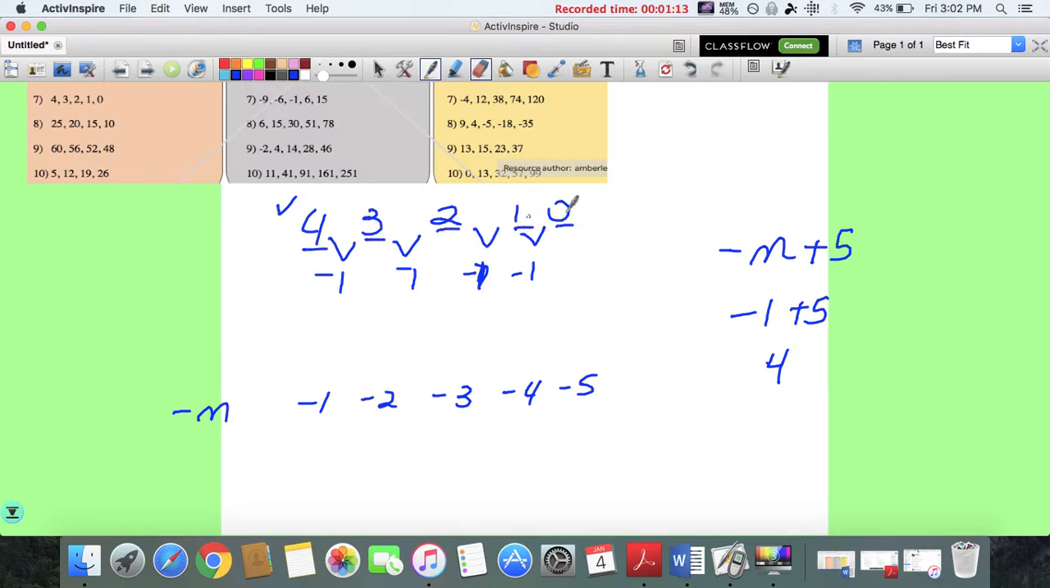Let's make sure when this is the first term, second term, third term, fourth, the fifth term. When n equals 5, it should give me a 0. Let's see if that's true. So here's my sequence. When n equals 5, substitute n with 5, so you get -5 plus 5, and you get 0. Is that the fifth term? Yes, it is. So we are correct.